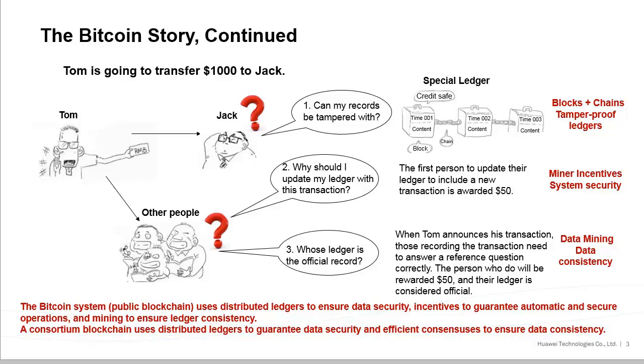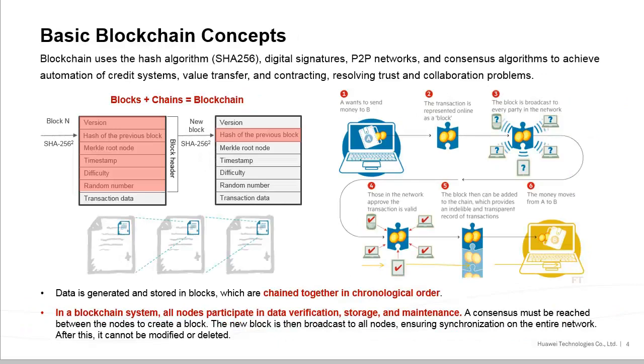In traditional public blockchains, the official ledger is determined through mining to ensure data consistency. For example, when Tom announces his transaction, the people hearing this announcement will have to answer a question from the village question library. Anyone who answers the question correctly is recognized as having an official record and will receive an incentive or reward. In contrast, a consortium blockchain uses consensus mechanisms, such as fast Byzantine fault tolerance and Kafka algorithms, which are like voting, to ensure that all records are the same.